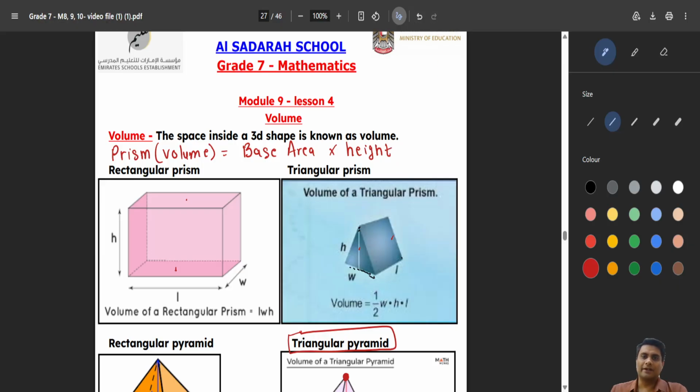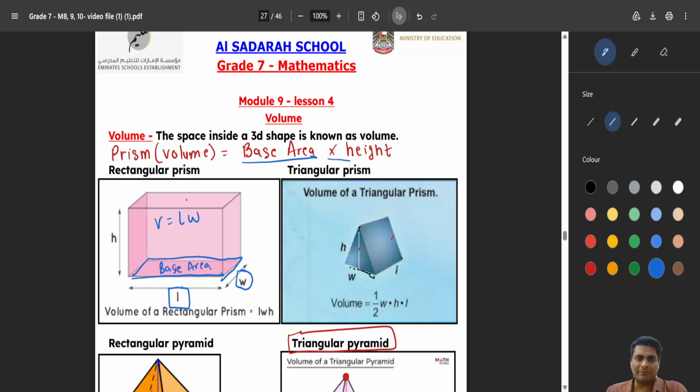Let's see. The basic formula says base area. What is the base? This one is the base, the rectangle. We have to find the area of this rectangle. This will be my base area, correct? How will I find the area of a rectangle? Length times width, correct? So let us write length times width. So this is my base area, correct?